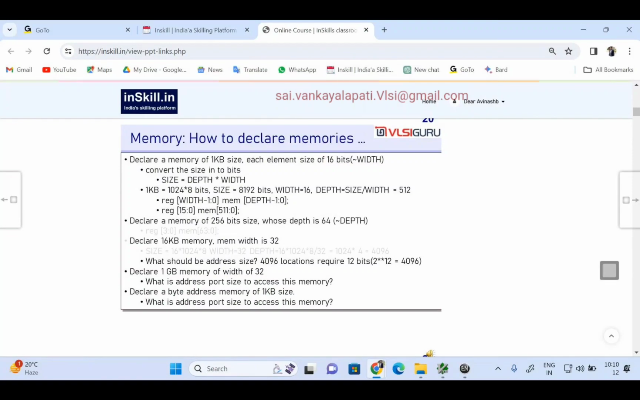What is the depth? You know that size is equal to depth into bit. Convert the size into bits. How to convert the size into bits? 1 kilobyte means 1024 bytes, and 1 byte means 8 bits. 1024 into 8. Correct. Now this is my size in bytes. Now size in bits. Convert the size into bits. So let me take this example.